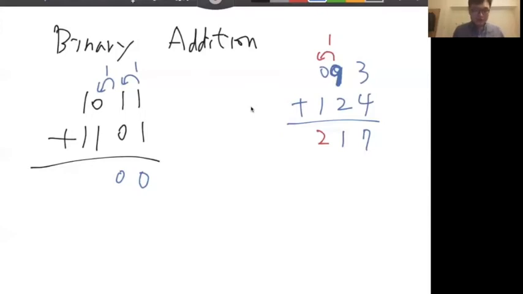1 plus 1 still 2. So we carry on 1 here. 1 plus 1 plus 1 equals 3. 3 is still larger than 1. So we got 1 here. We carry on 1 here. And at the end, we got 1, 1, 0, 0, 0. So this is the same way we do in decimal. We can also do it in binary. This is not so difficult, okay?